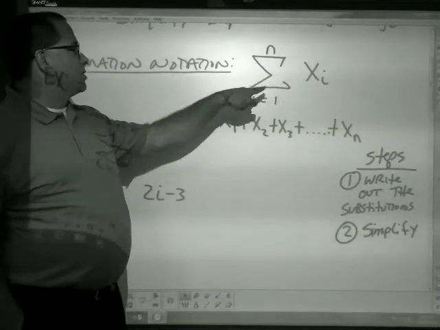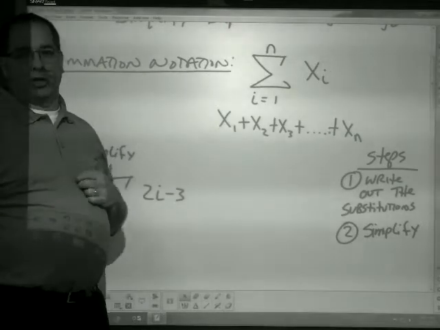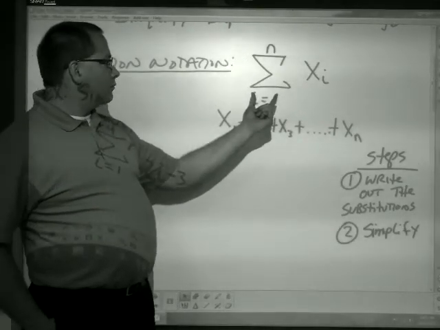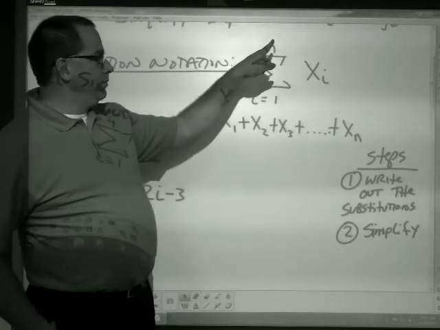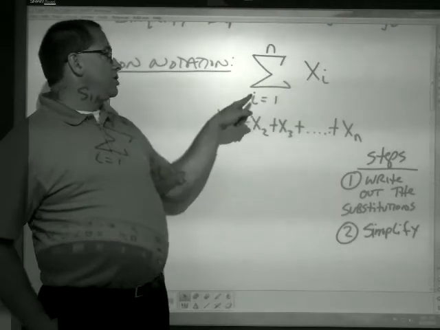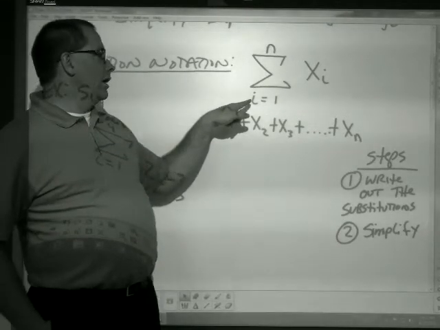This Greek letter sigma means summation. And it always has a starting value, and it has an ending value. And whatever letter they use here, they use here. This could be any letter it wants to be.